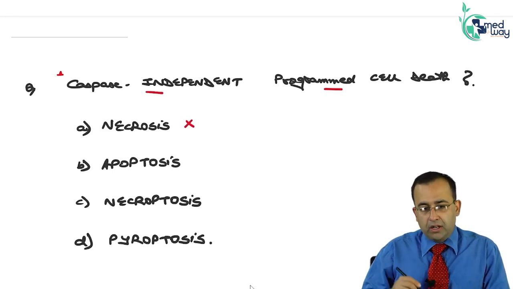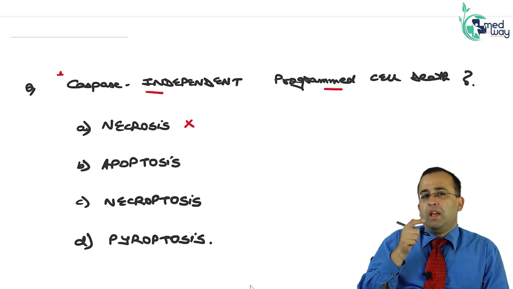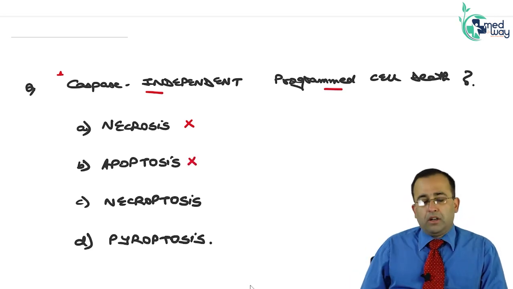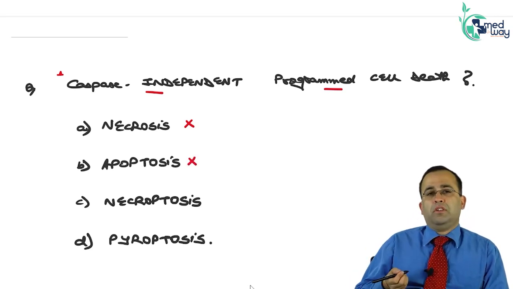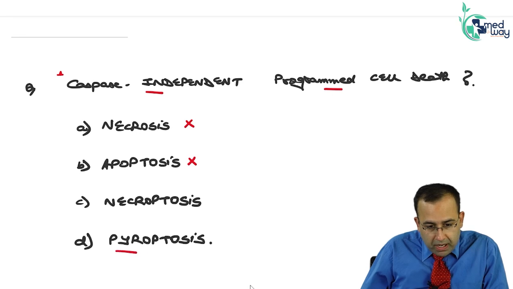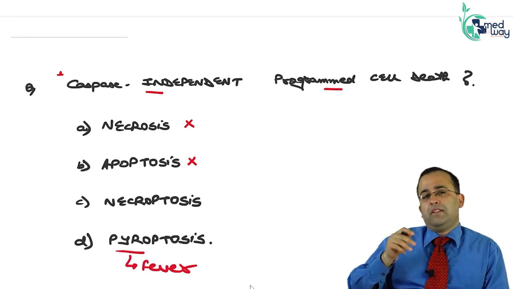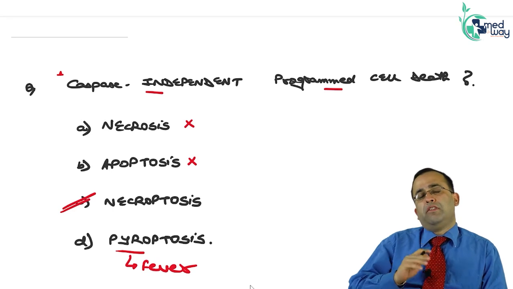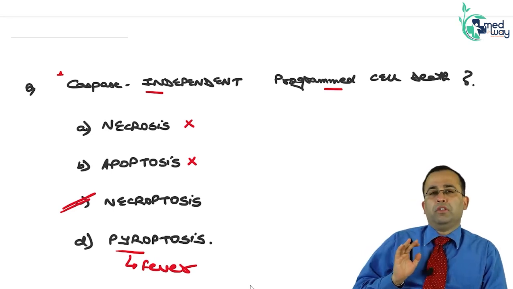Caspase independent. What is apoptosis? Apoptosis is caspase dependent in nature. So caspase independent, apoptosis is out. What is left? You are left with necroptosis and pyroptosis. Pyro means fever. That is, it is apoptosis associated with fever. So the answer that is left by default in this case is necroptosis.